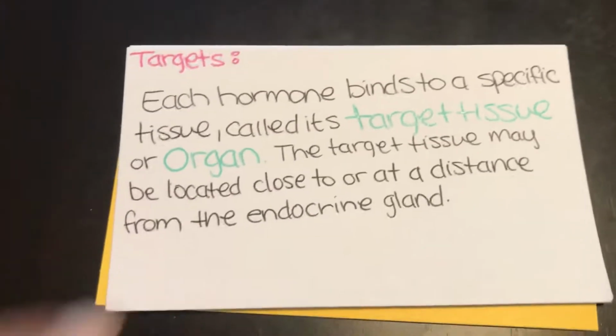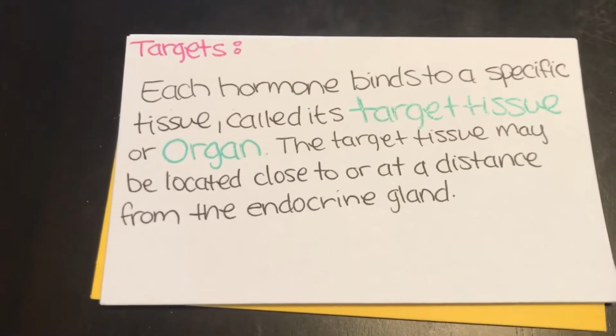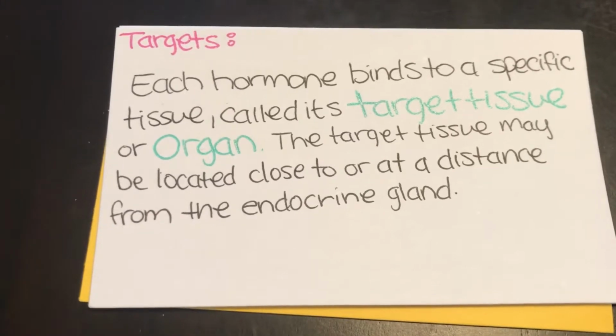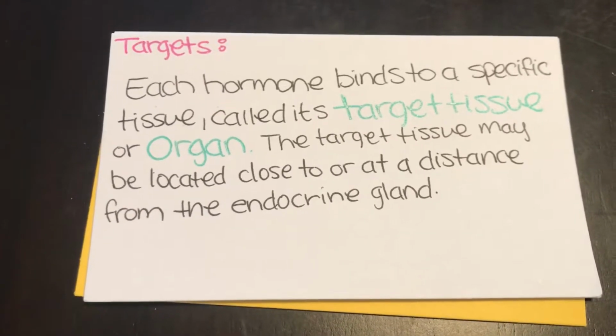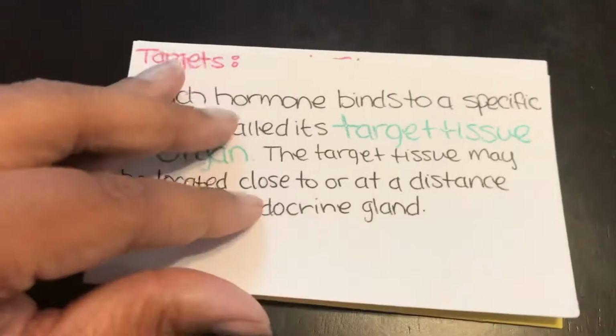Targets. So each hormone binds to a specific tissue called its target tissue or organ. The target tissue may be located close to or at a distance from the endocrine gland.